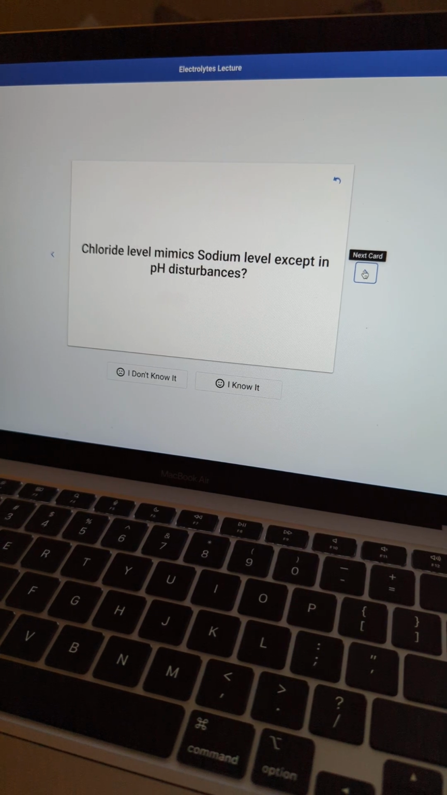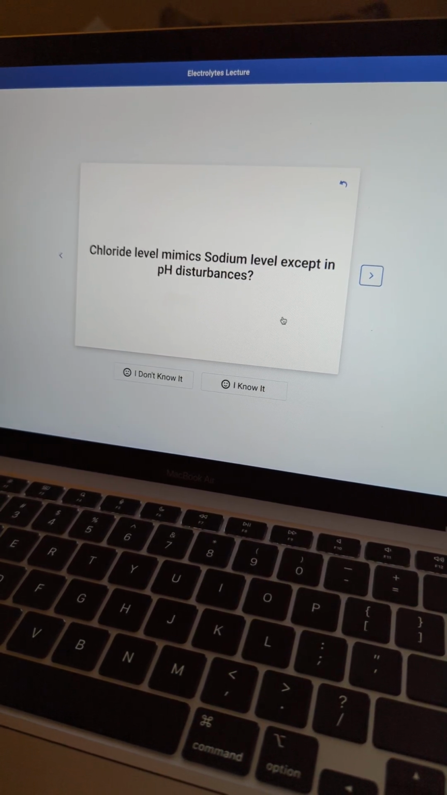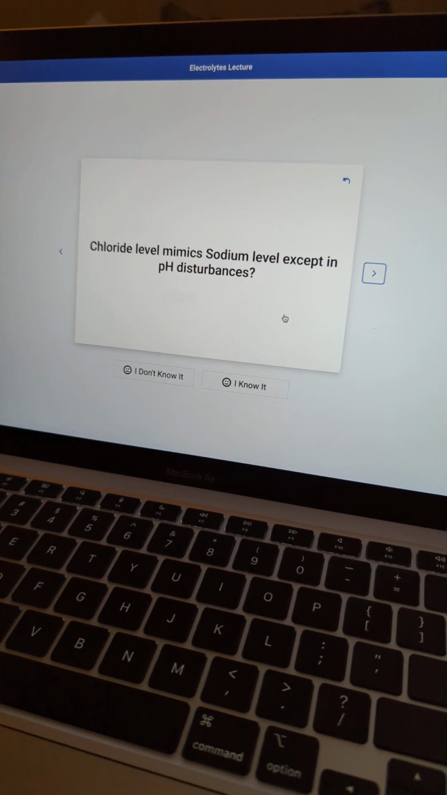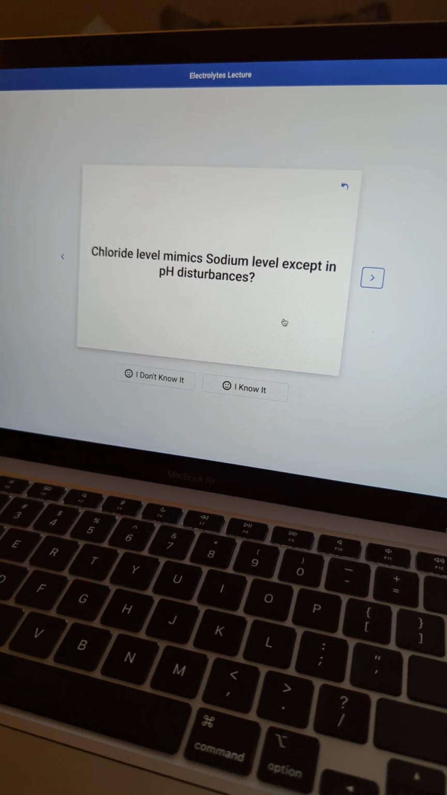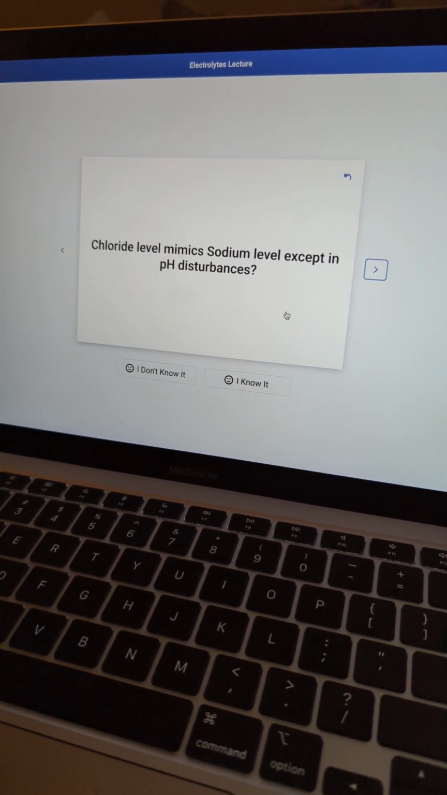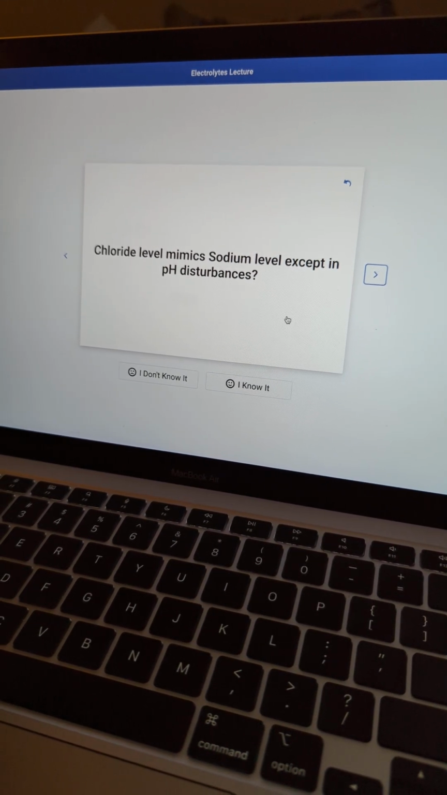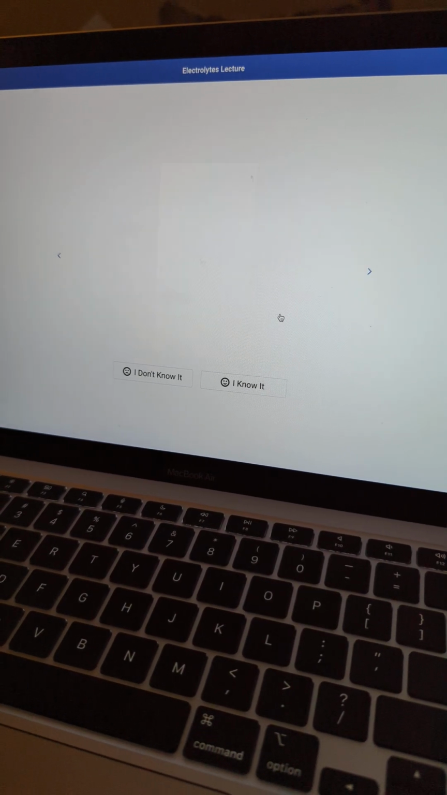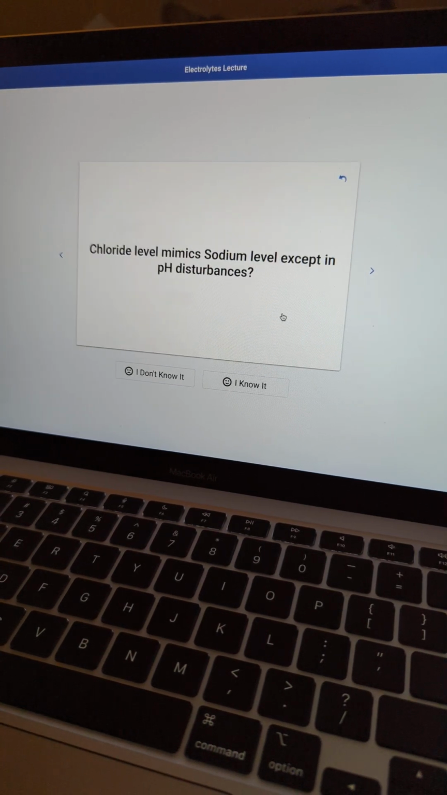Chloride level mimics sodium levels except in pH disturbances. True or false? So sodium and chloride, we get those together in our food at the same time. It's been said that they follow each other and their levels go up and down together, except for when the pH is off.